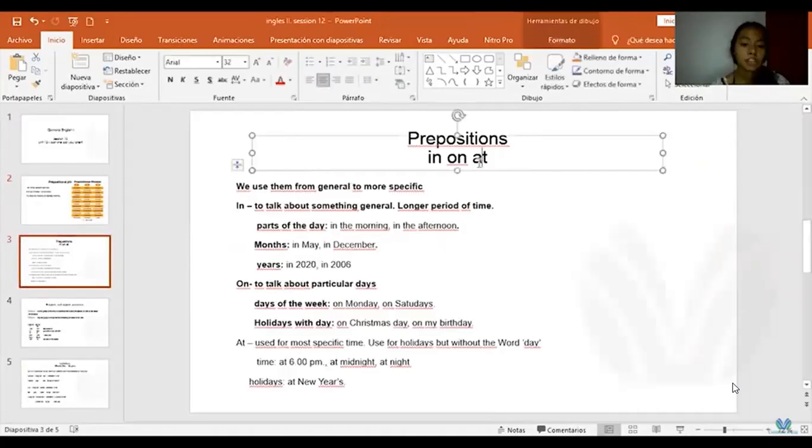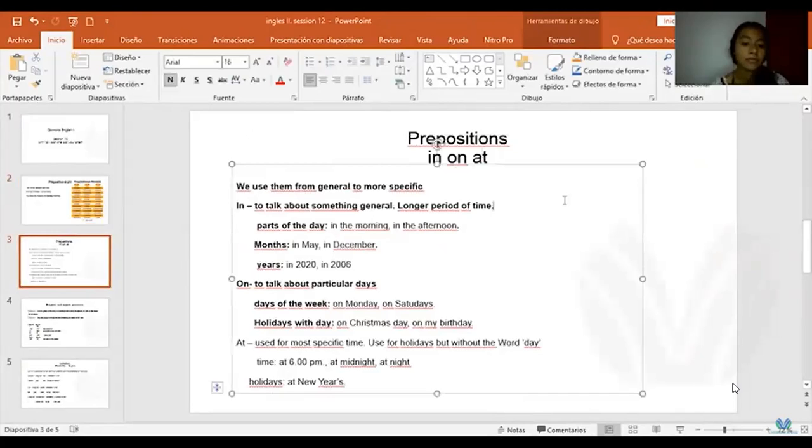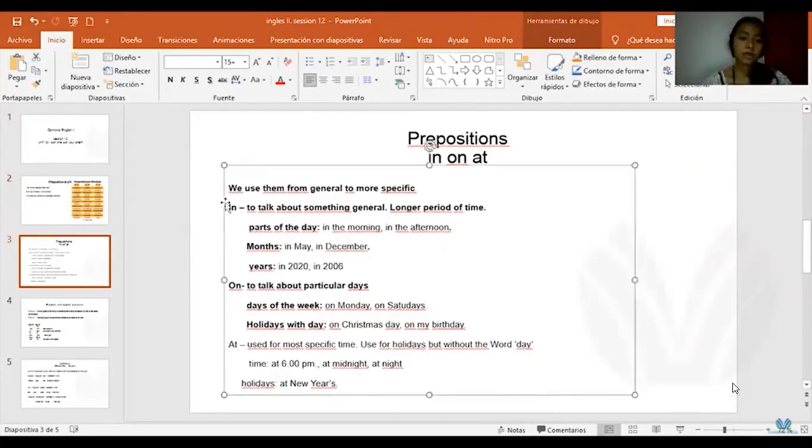Here we have prepositions of time, which we use from general to more specific. The preposition that is more general is in. We use it to talk about something in general, for example a longer period of time. We can use in for parts of the day: in the morning, in the afternoon. Also for months: in May, in December, in January, in February. And for years: in 2020, in 2006, in 2009, in 2010.